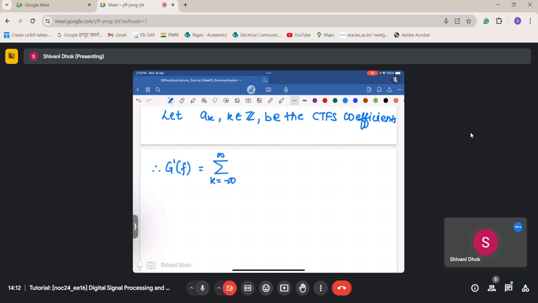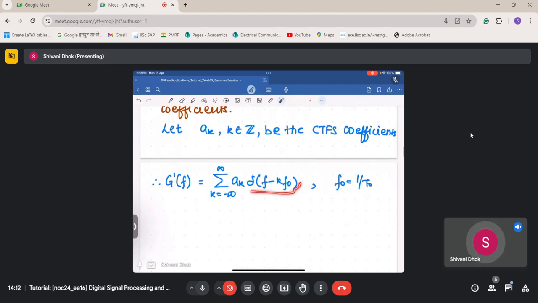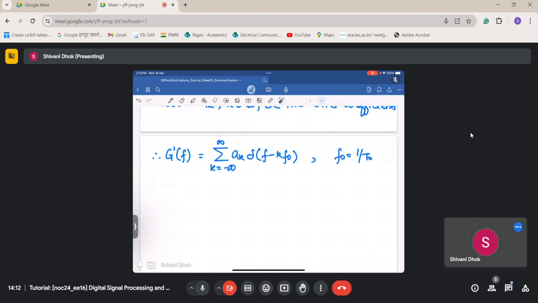infinity to infinity a_k into delta of f minus k times f naught, where f naught is 1 by T naught. So this g(t) is basically having a period of T naught. So its fundamental frequency will be 1 by T naught, which is f naught, and therefore this impulse here will be repeated at every integer multiple of f naught, and it will be scaled by this a_k. So now let us find out the a_k's.